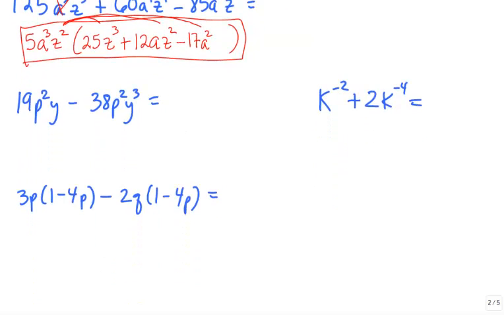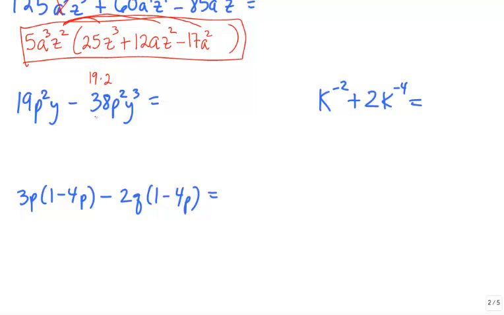So let's try it with this next example. 19p squared y minus 38p squared y cubed. So first thing you want to check for is, is there a GCF? And I know that there has to be because both of these terms have a p squared and they both have some y's as well. And if you do a little checking on your calculator, 38 is 19 times 2. So 19 also goes into both of these two coefficients.